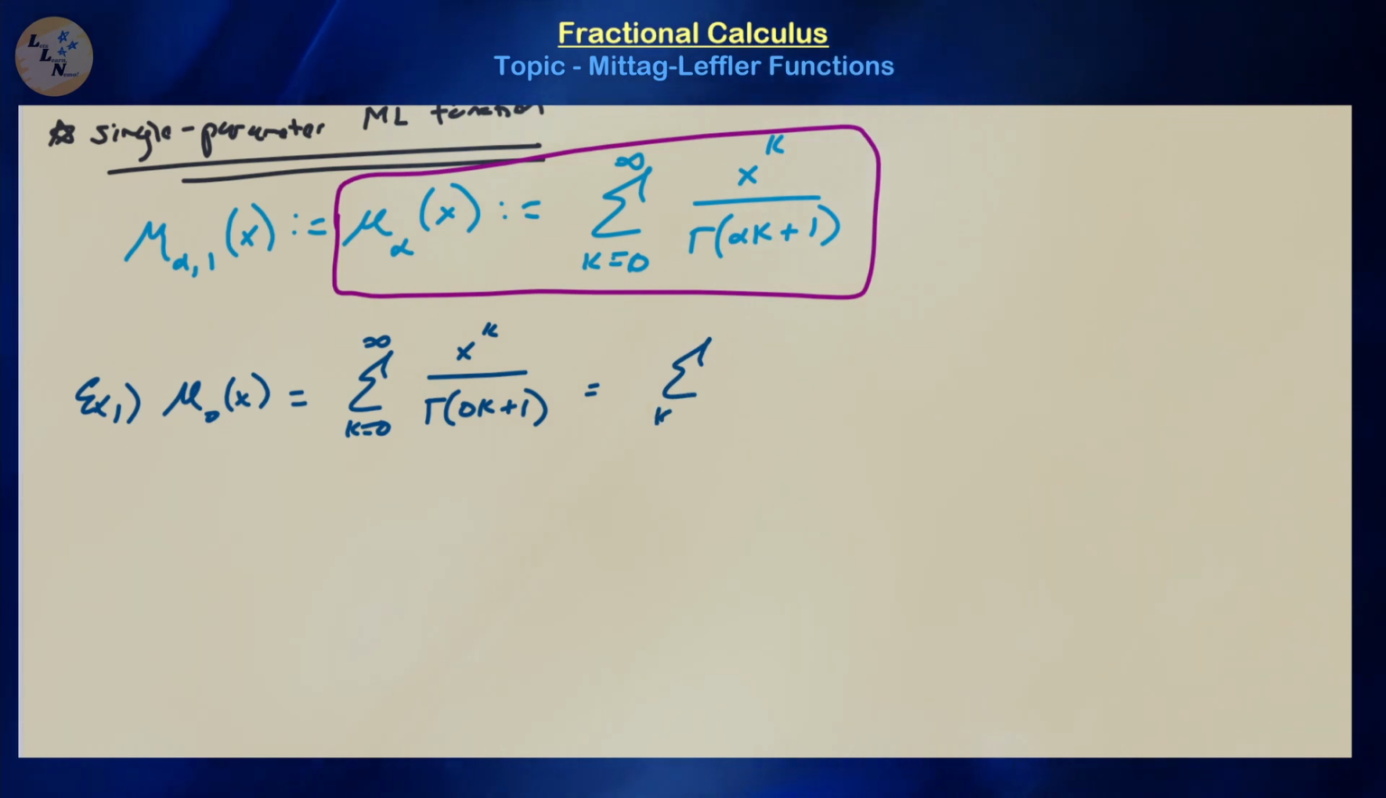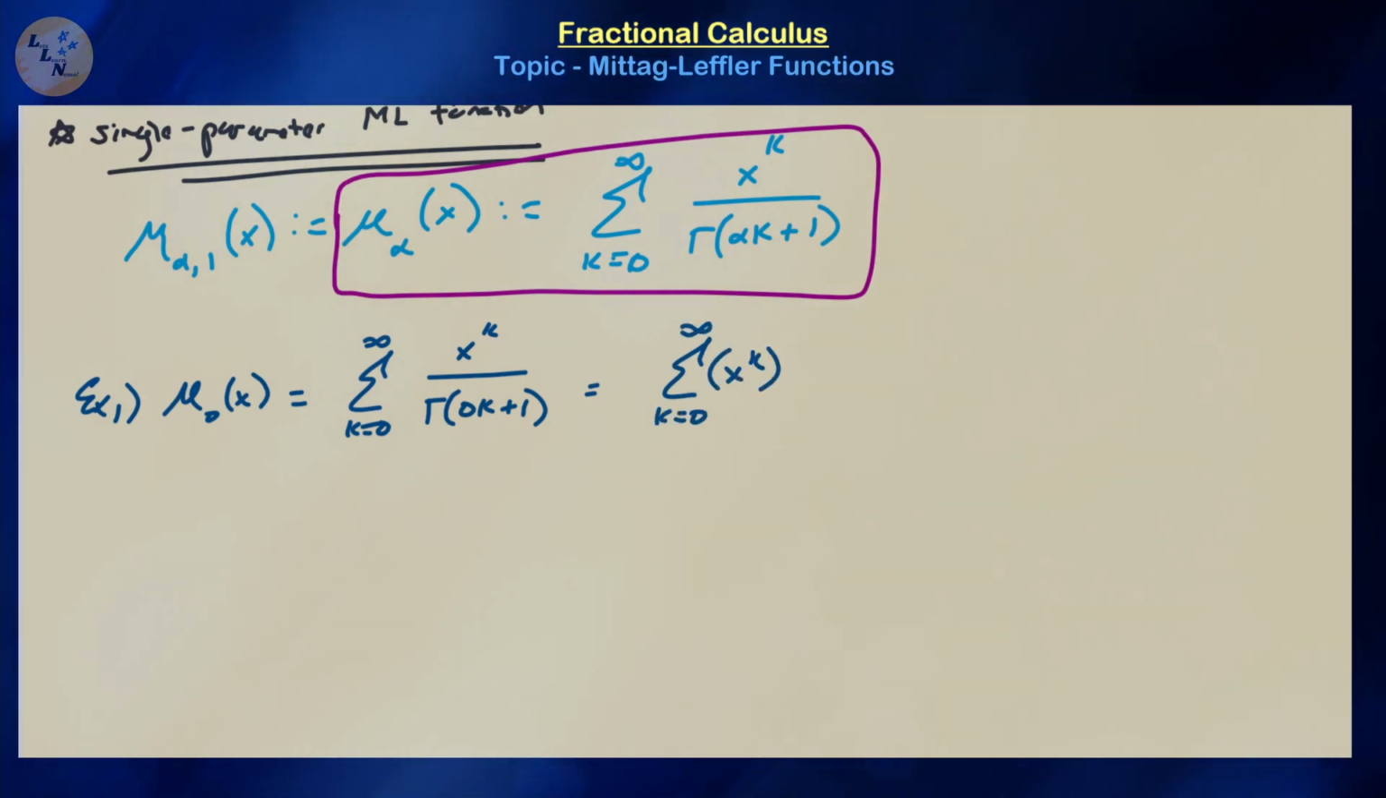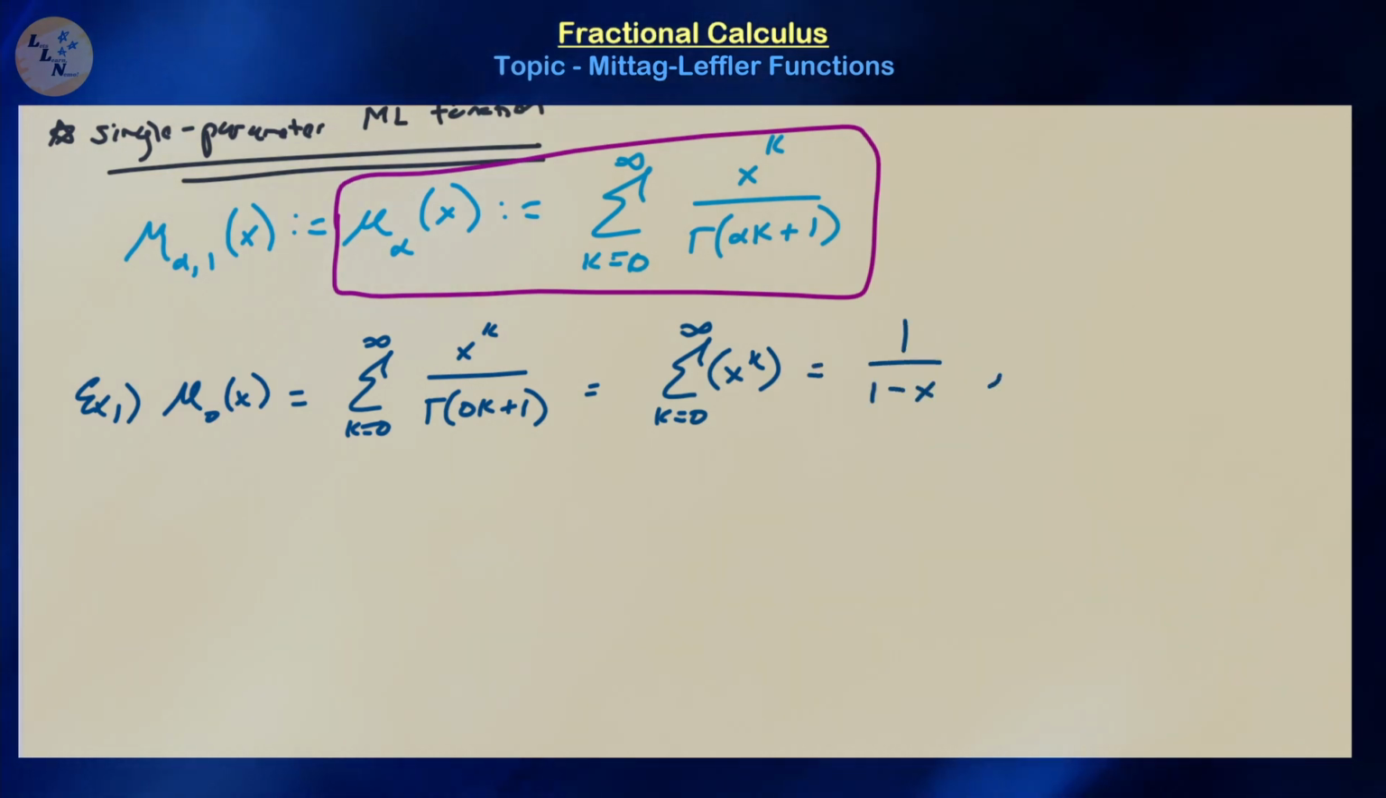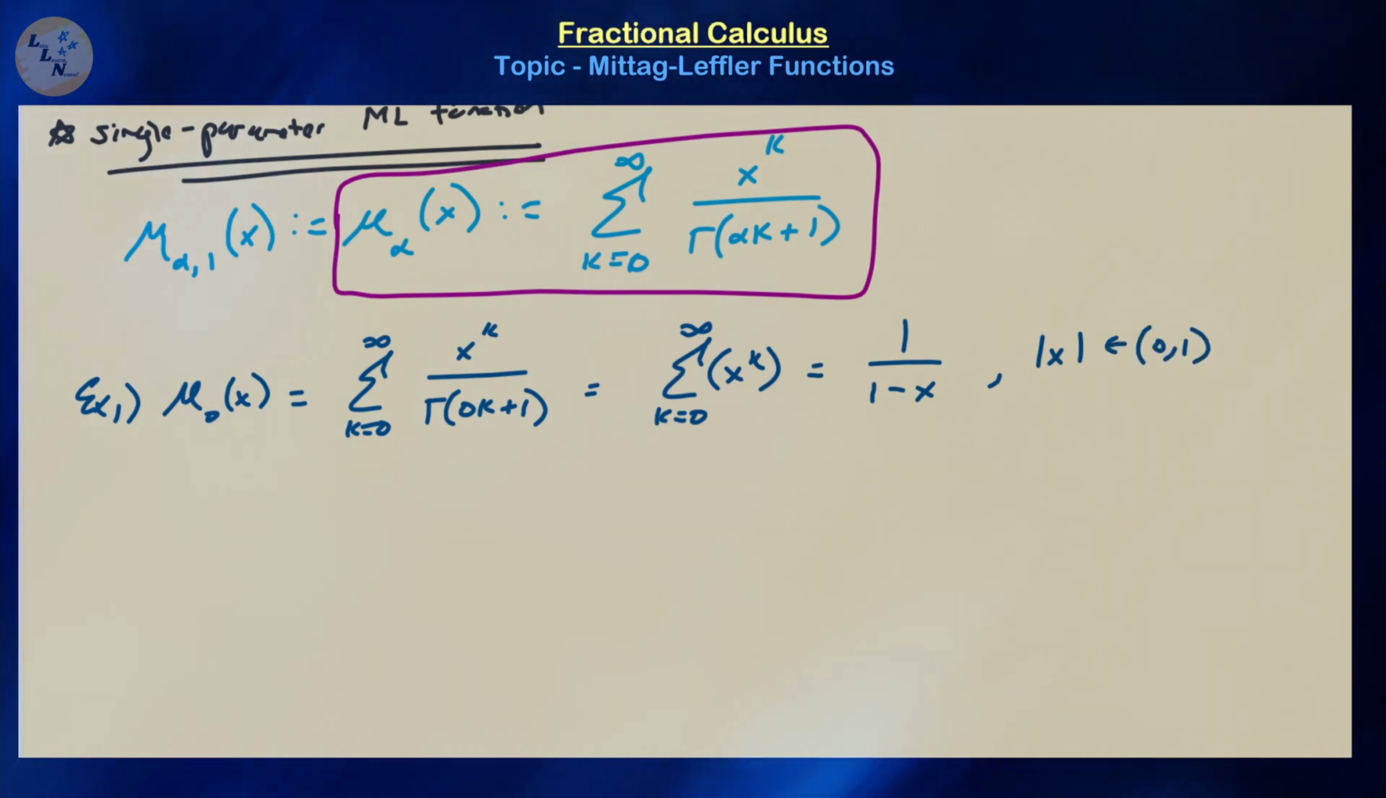So the series compresses down to the sum from k equals 0 to infinity of x to the power of k, which is a geometric series, which we know converges to 1 divided by 1 minus x, provided that the absolute value of x is between 0 and 1. So that's the first Mittag-Leffler function, and we know how important geometric series are and their several applications.